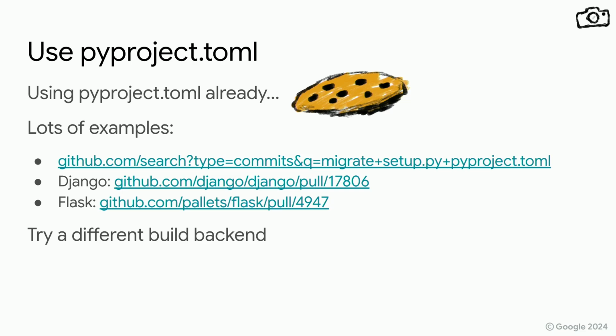I was digging through code search, and there's lots of cases where this happens. This is just for the text "migrate setup.py pyproject.toml" in commits. And there's heaps of projects there. If you deleted the setup.py, you might get more. And I've got some PRs that I dug through to find where Django had gone through this, as well as Flask.